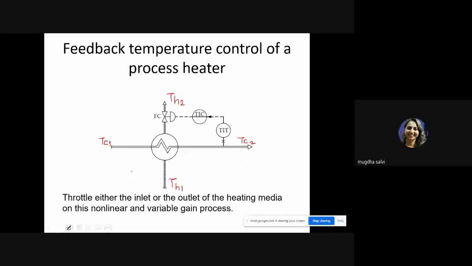So I hope all of you are clear with what is the manipulated variable and what is the controlled variable here. If anyone has a query, please unmute your mic and ask.